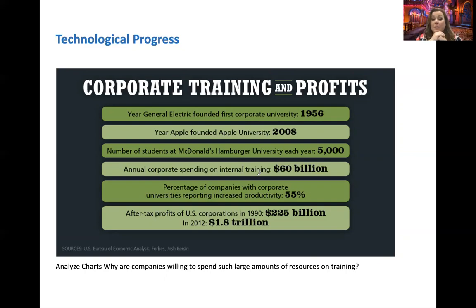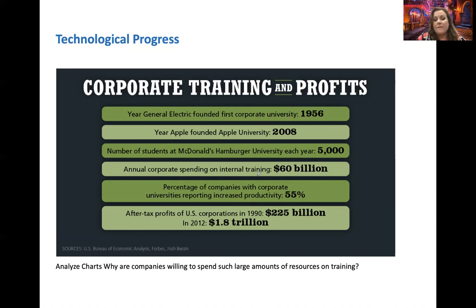And here are some companies. GE had its first corporate university in 1956. Apple has Apple U, started in 2008. McDonald's has Hamburger U. How many people knew that? 5,000 people attended a year. So if you're going to manage a McDonald's or own a franchise, you got to go to Hamburger U.